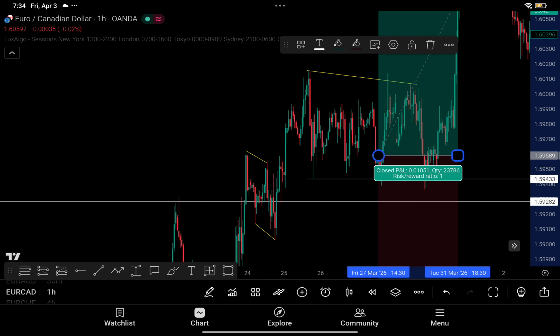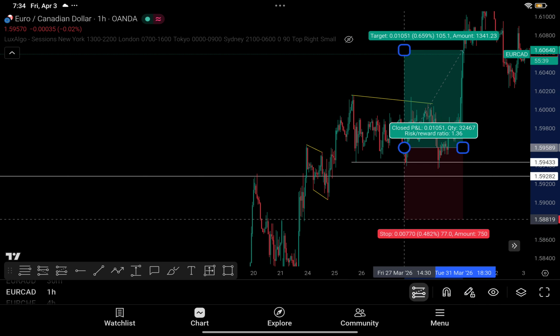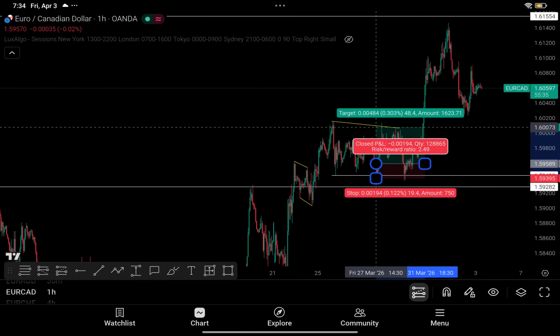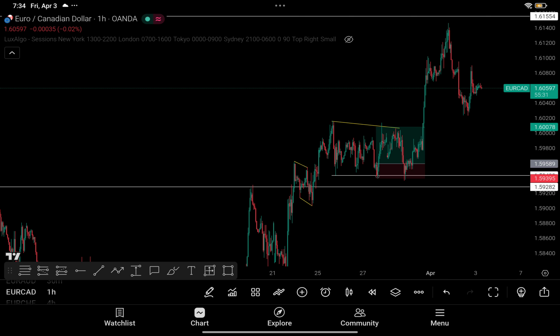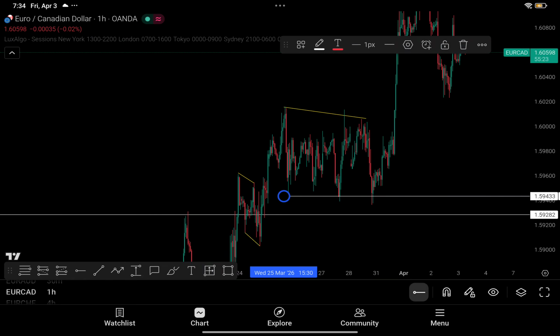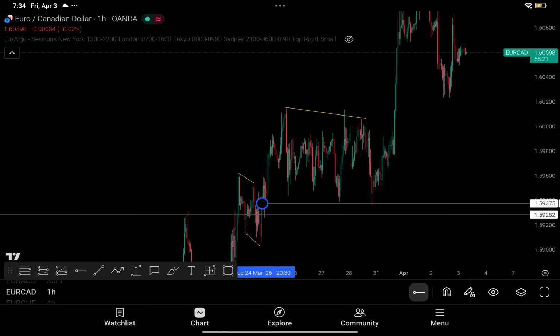So I took it right around here. This is a buy trade. I took it and I closed it at around here for around 2.5% because it was on Friday. I have to close it, right? I don't want to hold over the weekend. So again, look at how the price corrected.